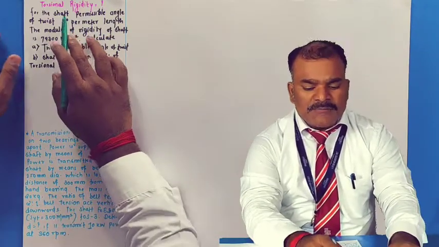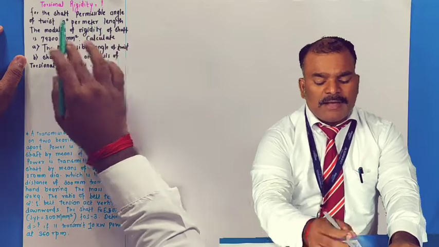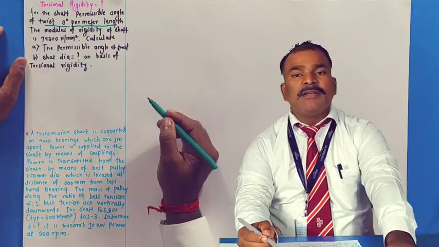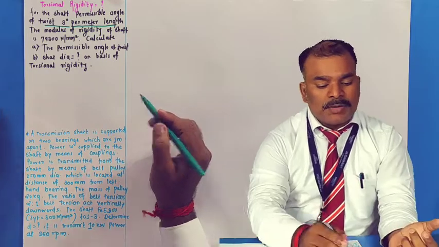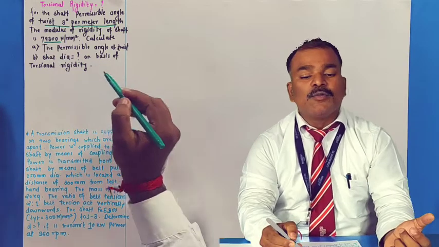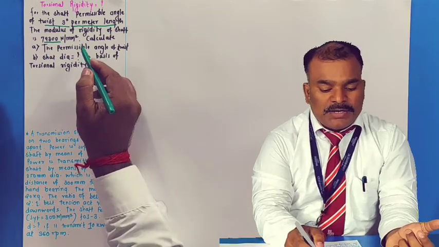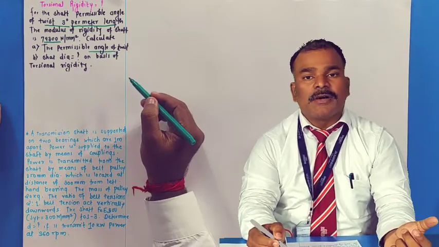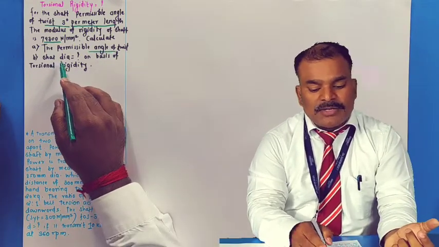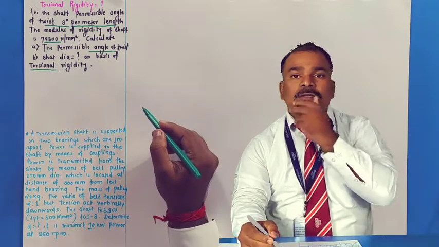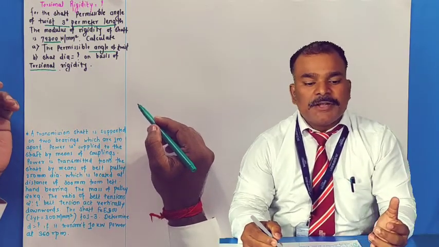For the shaft, the permissible angle of twist is 3 degree per meter length. The modulus of rigidity of the shaft is 79,300 Newton per mm square. First, calculate the permissible angle of twist theta. Second, calculate the diameter of the shaft on the basis of torsional rigidity. This is important, since they have asked about the torsional rigidity.